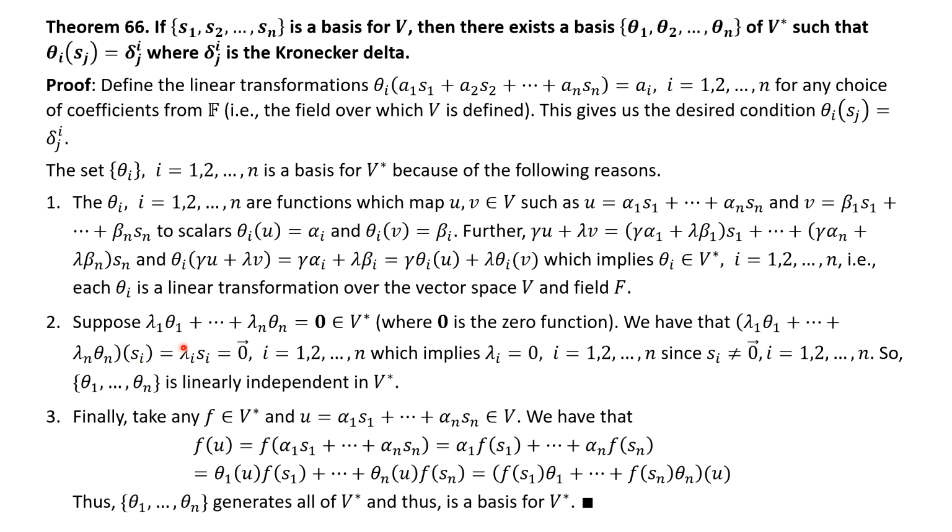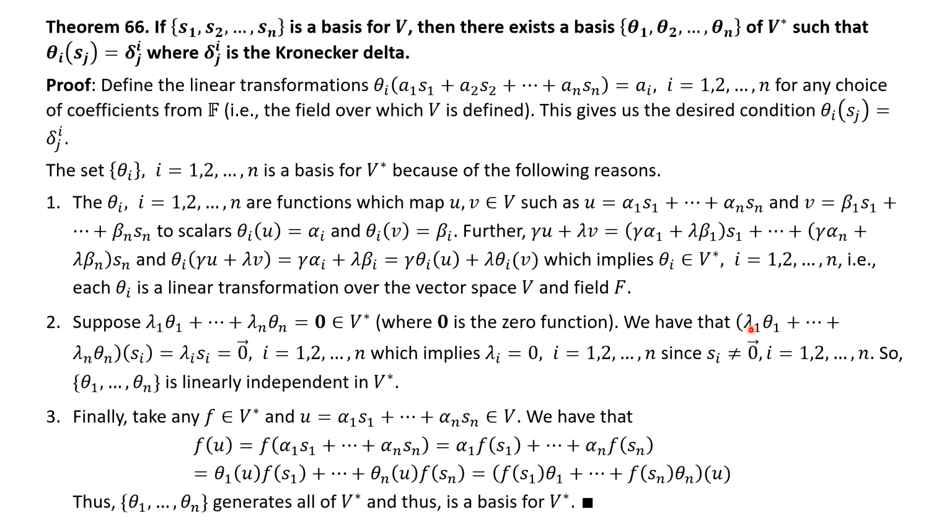Now we have 2 more parts. We need to show that these vectors, which are functions, or actually linear transformations now, are independent. So we take a linear combination and set it equal to 0. But this is the 0 function. It maps every vector from V to the 0 vector. That's why I put it in bold here, just to emphasize that it's the 0 function.